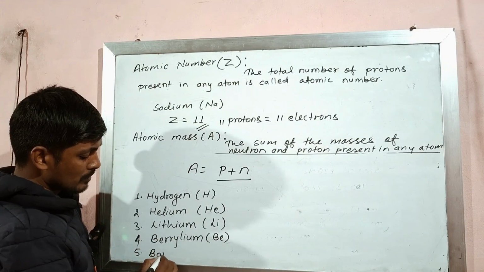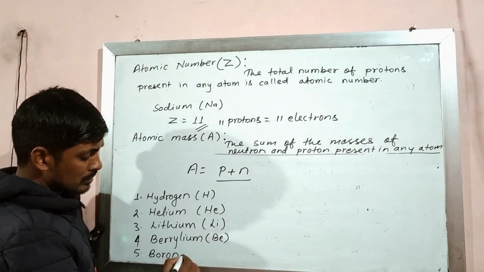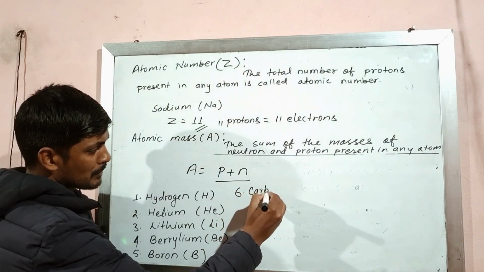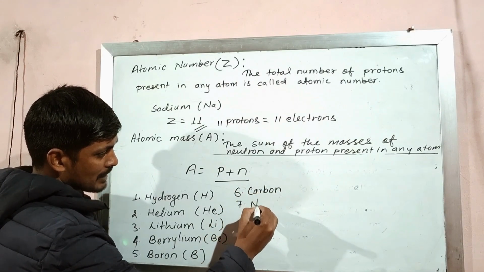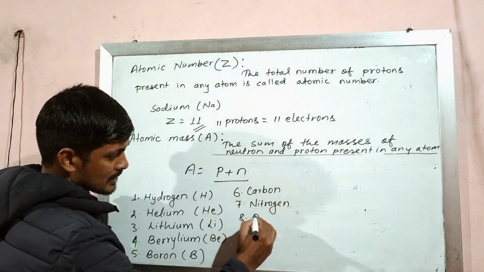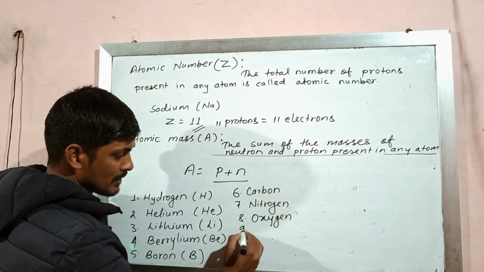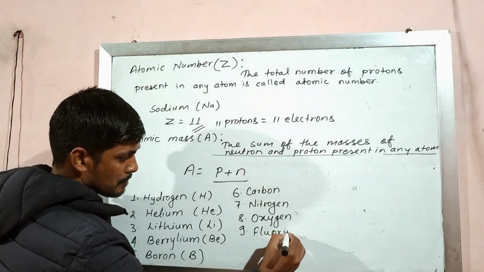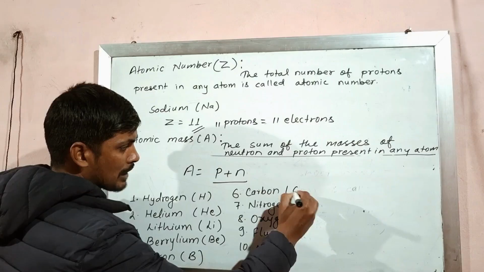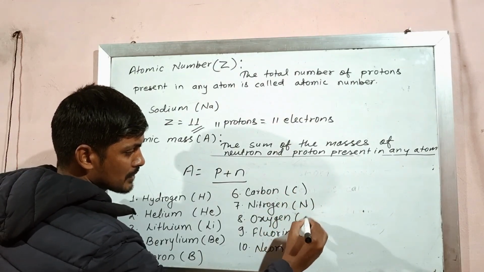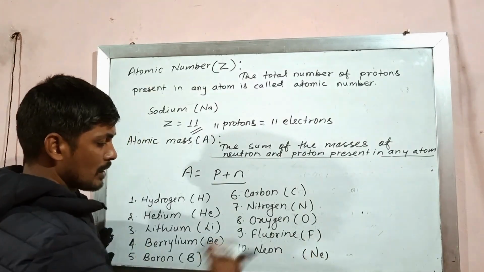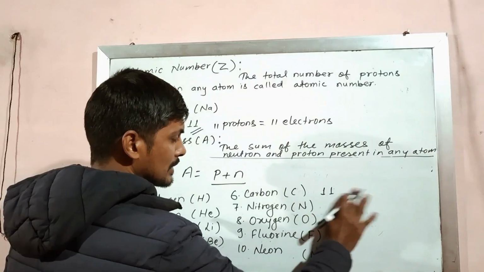Number 5, boron, symbol B. Number 6, carbon. Number 7, nitrogen. Number 8, oxygen. Number 9, fluorine. Number 10, neon. The symbol of carbon is C, the symbol of nitrogen is N, the symbol of oxygen is O, the symbol of fluorine is F, the symbol of neon is Ne. After that, number 11, there is sodium.